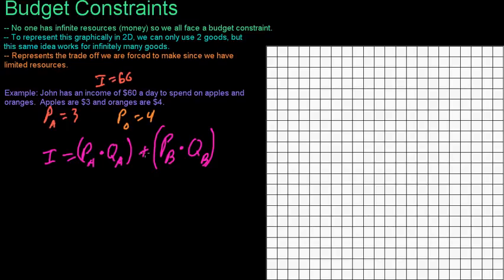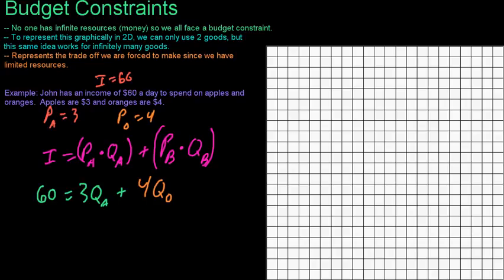So in this example, John's income is $60. So we have 60 is equal to the price of apples. We'll make apples good A and oranges good B. Apples are $3, so we have 3 times the quantity of apples, plus 4 times the quantity of oranges. I'm using an O instead of a B because O goes with oranges. All that this is saying is that he can't spend more than his income. That's really it.